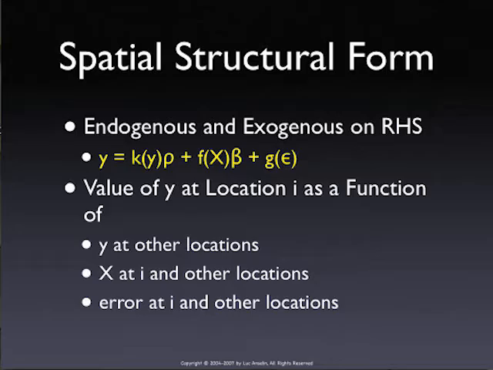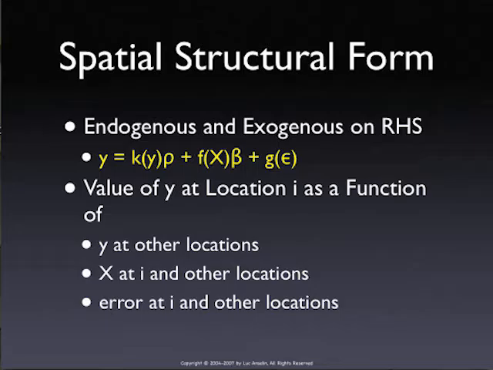So the structural form is actually what is supposed to come out of theory. And then the reduced form is when you put everything that is endogenous on one side and everything that is exogenous on the other side. So the point of departure is this spatial structural form where you have, and we saw this at the very beginning yesterday as well, a vector of observations on y, which is somehow functionally related to that same vector of observations, but at different locations through this k function, the k of y function, and then in general some function of the x variables as well.